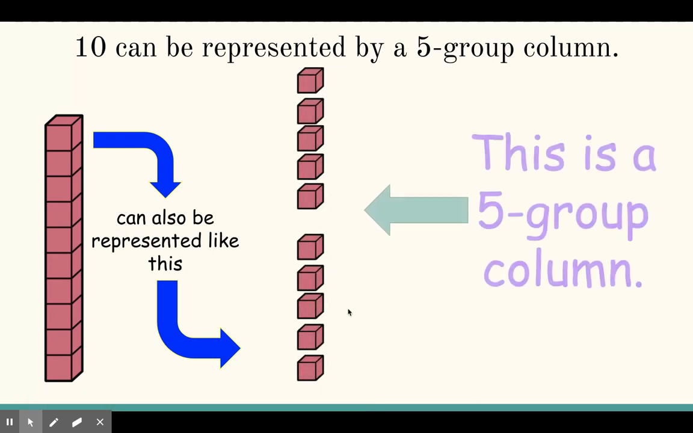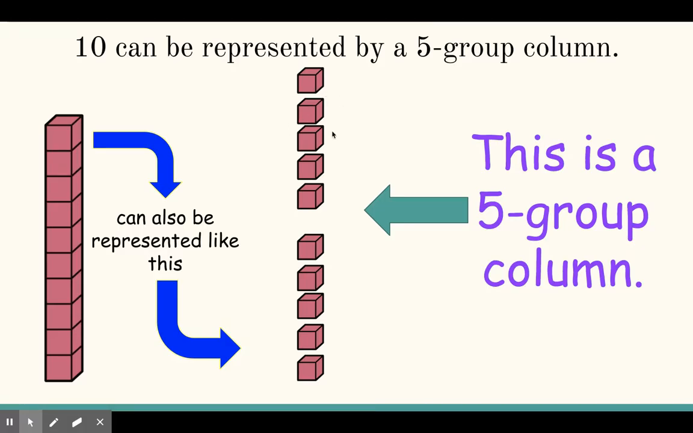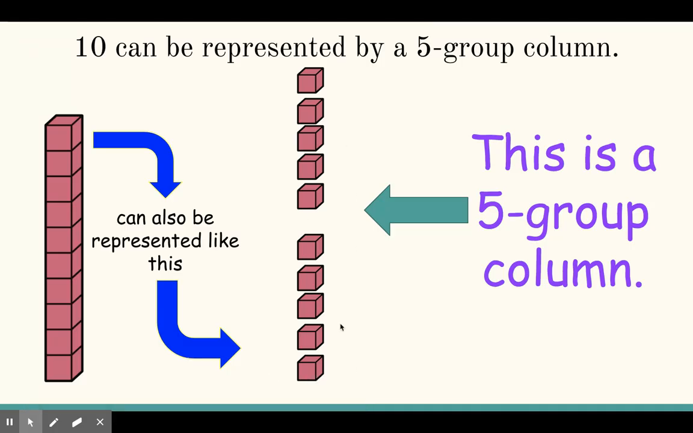This is a 5-group column. There is a group of 5 at the top, and there's a group of 5 at the bottom. And unlike the 10 stick, these little units are separate and free-floating in groups of 5. Together, those two groups of 5 make 10. This is a 5-group column and it represents 10.